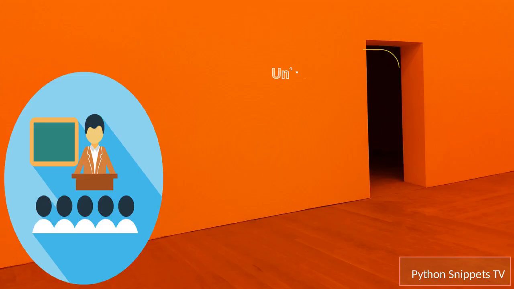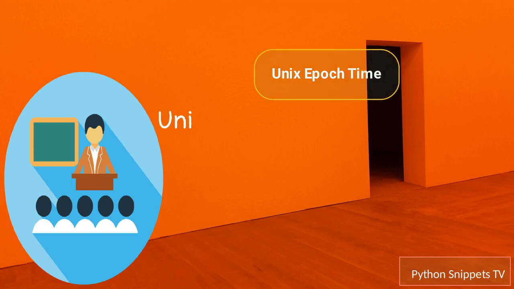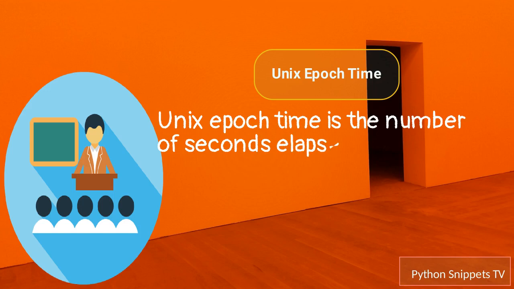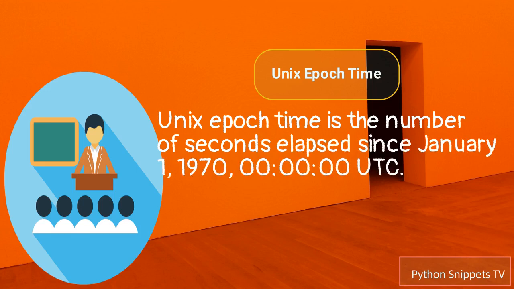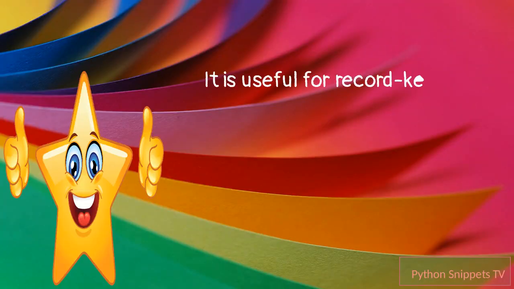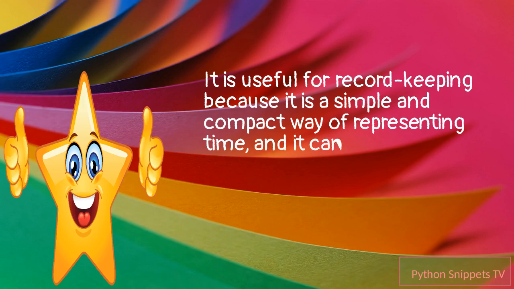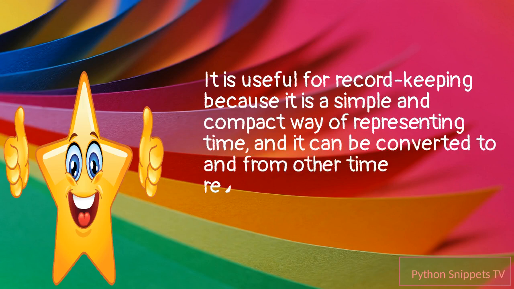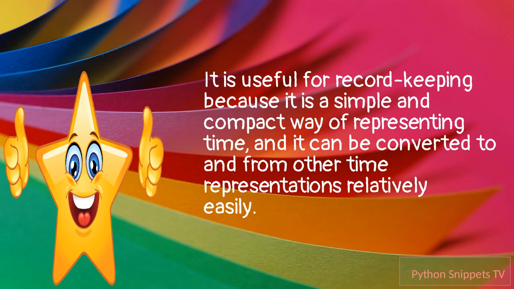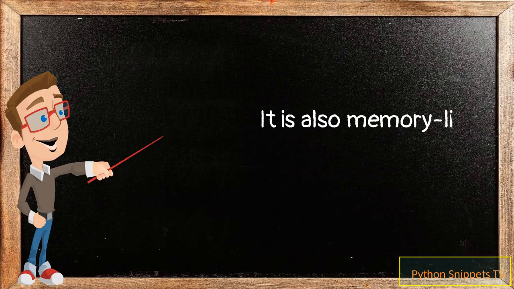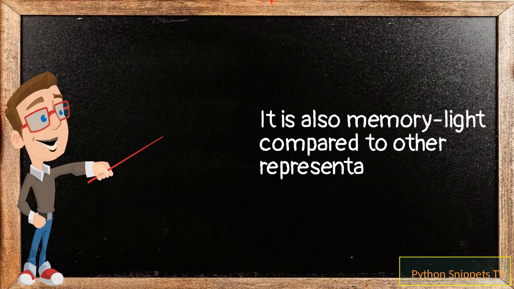What is Unix epoch time and why is it useful for record keeping? Unix epoch time is the number of seconds elapsed since January 1, 1970, 0 o'clock Universal Time Coordinated. It is useful for record keeping because it is a simple and compact way of representing time, and it can be converted to and from other time representations relatively easily. It is also memory-light compared to other representations of time.